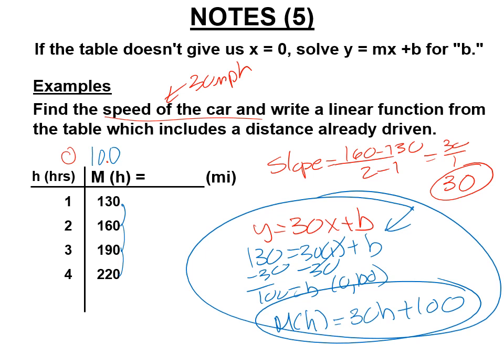Put the slope and one of these points. Remember, every single one of these, I could have picked this one, right? You put that into the equation, you subtract from both sides, and you will get the same answer for b, 100.